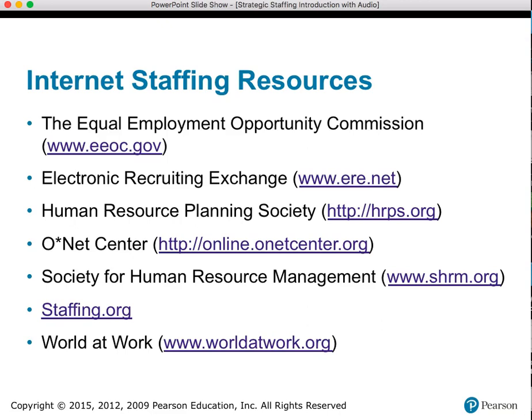Staffing.org is also one that helps us with staffing needs. And then World at Work addresses union-based issues. So I recommend reviewing all of these resources and proceeding from there in terms of understanding how you can improve recruitment and selection and staffing issues in organizations.